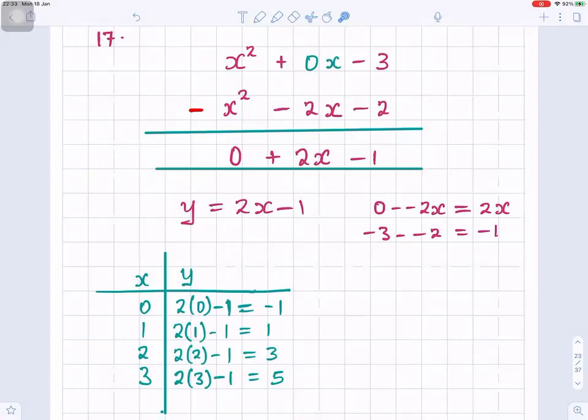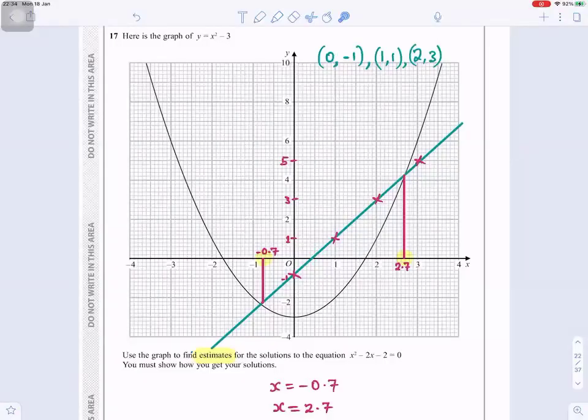Now we'll have to work out some values. We can pick some numbers like 0. Substitute 0 there. So 2 times 0 minus 1 is minus 1. We choose 1. 2 times 1 minus 1 is 1. We put 2. 2 times 2 minus 1 is 3. And 2 times 3 minus 1 is 5. We're going to use these values now to plot that straight line. So using those values, you plot the straight line, the green line.